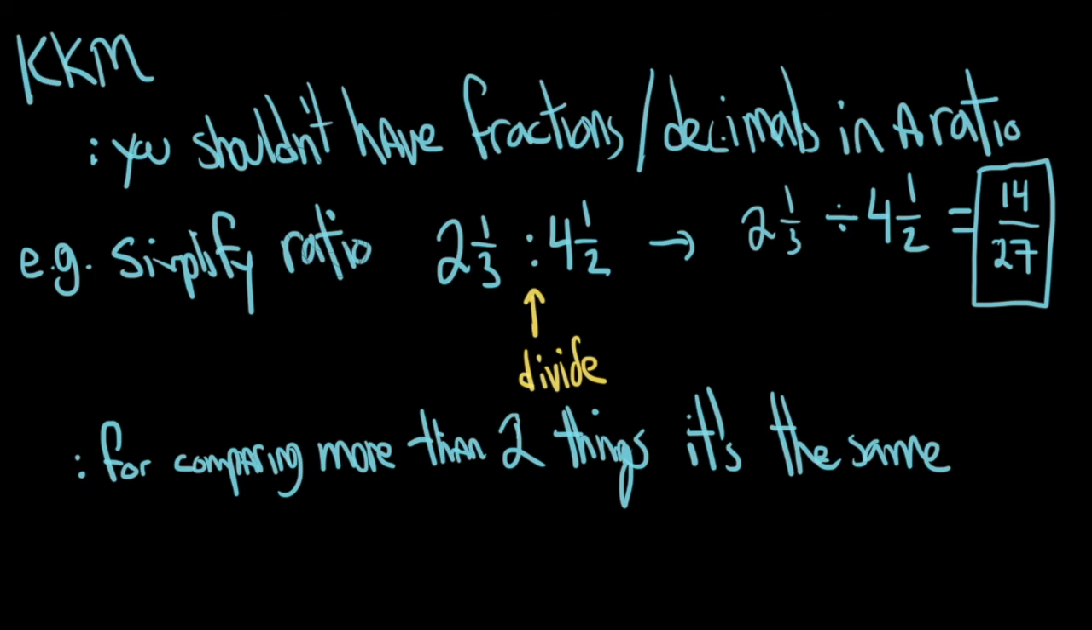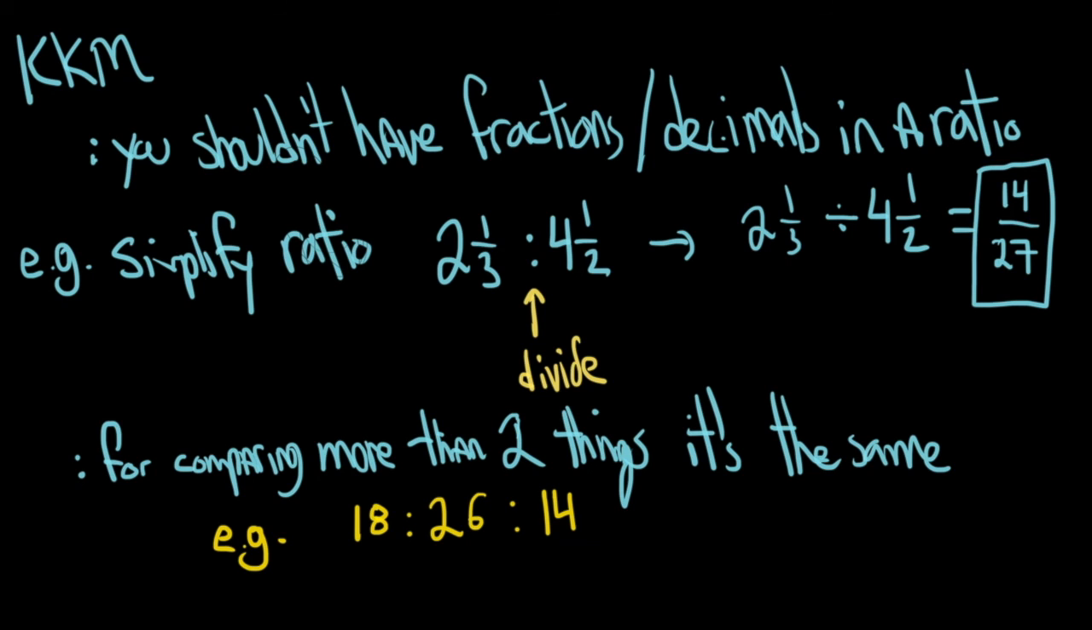So what do I mean by that? Let's just get an example. Let's just say you had an example of, I don't know, what's a good one? 18 to 26 to, I don't know, 14. There we go. So we're comparing that kind of stuff.